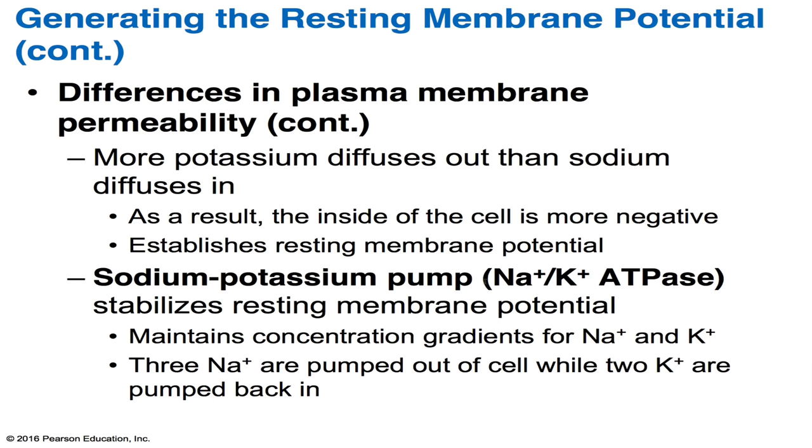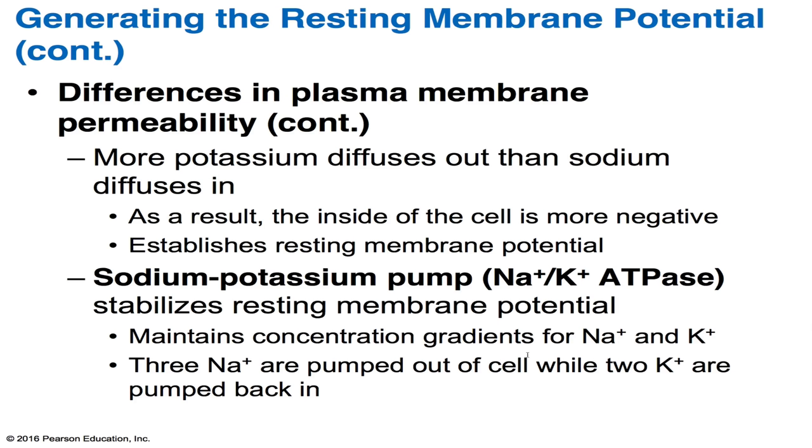It's also known as a sodium-potassium ATPase. So this means that it requires energy, it requires ATP. What it does is stabilize the resting membrane potential. It maintains a concentration gradient for sodium and potassium. So keep in mind what's happening: we have a higher concentration of potassium on the inside of the cell, and less potassium on the outside of the cell.